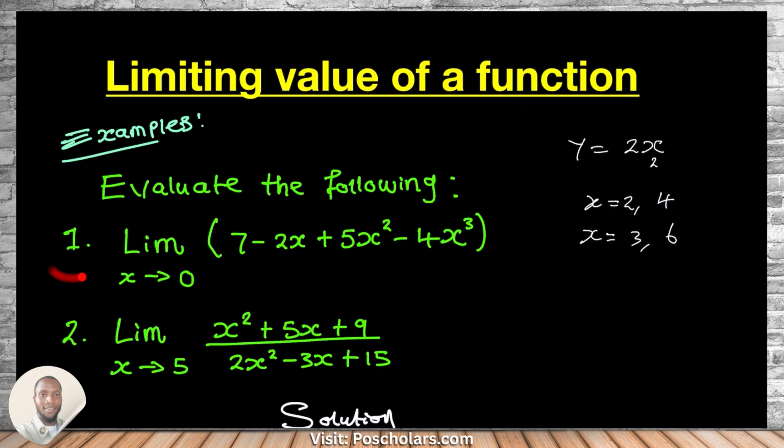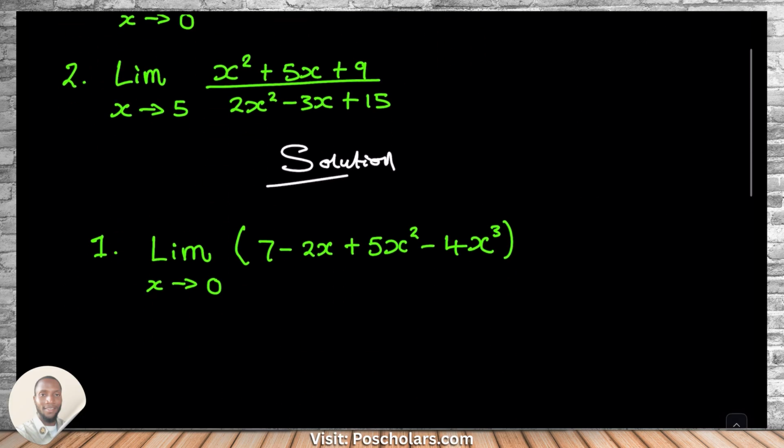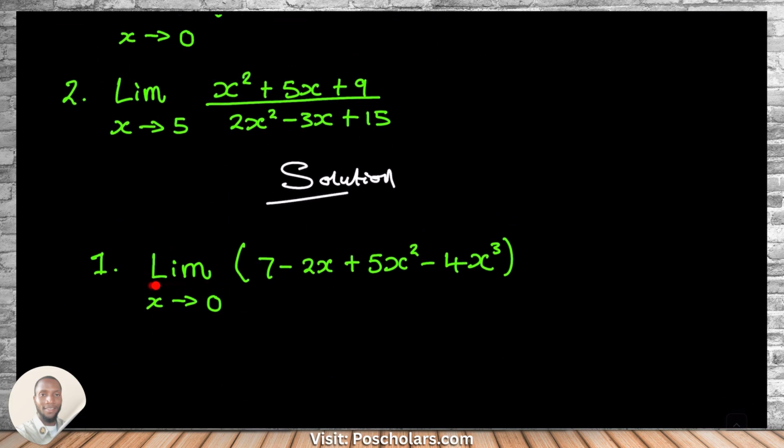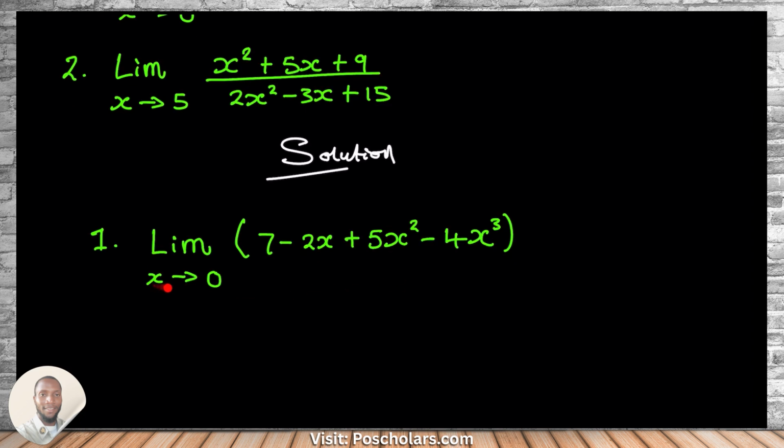Now we have two examples in limit that we are going to solve together. The first example says find the limit as x tends to 0 of this function. This is a kind of polynomial function, because the highest power here is 3. So how do we solve this? You can plug in 0 into the function directly, or you can solve it independently for each term.